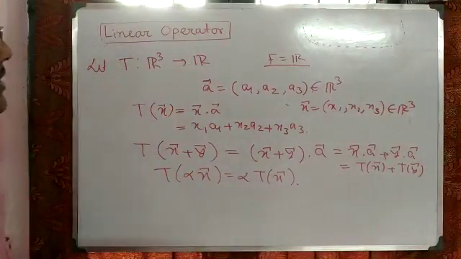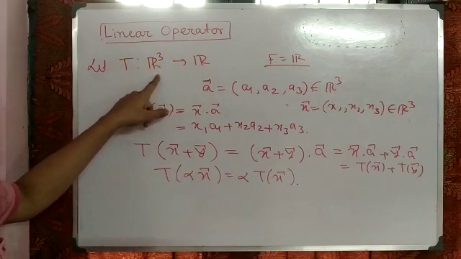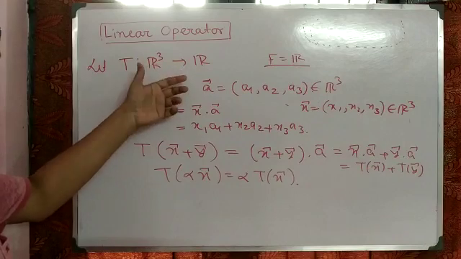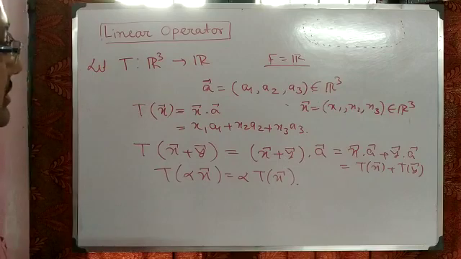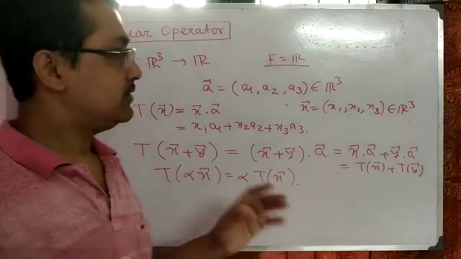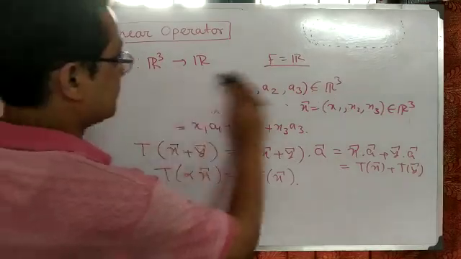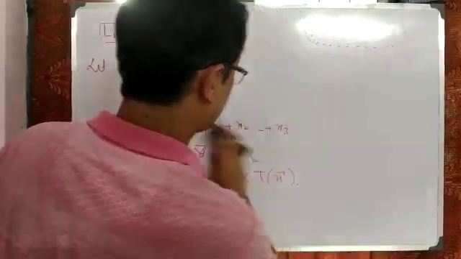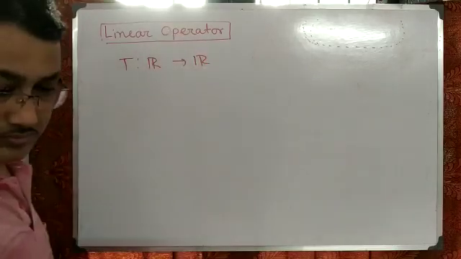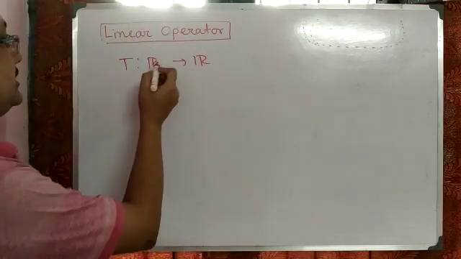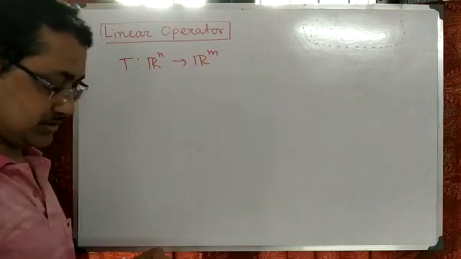So it is an example of a linear operator between two vector spaces of different dimensions. The domain dimension is 3, the codomain dimension is 1. So two different dimensions are there. It is an example of a linear operator. Next, an important question is, suppose it is given that T is a mapping from an n dimensional vector space to an m dimensional vector space.